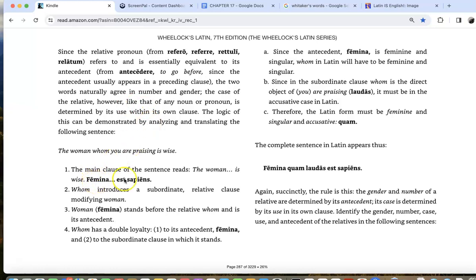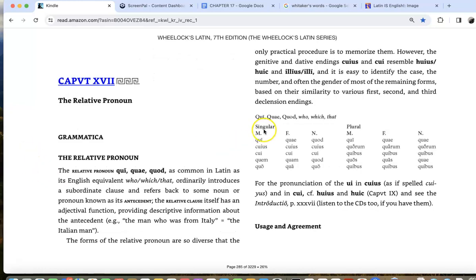And so here we have femina est sapiens, the woman is wise. So then we have to ask ourselves a series of questions, which are indicated in the description here. Is it singular or plural? Well, femina is singular. What is the gender? Well, it's feminine. So we have two pieces of information that are going to be important because we need singular feminine. So whatever relative pronoun we use, it's going to come from this column here, quae, cuius, cui, quam, qua.